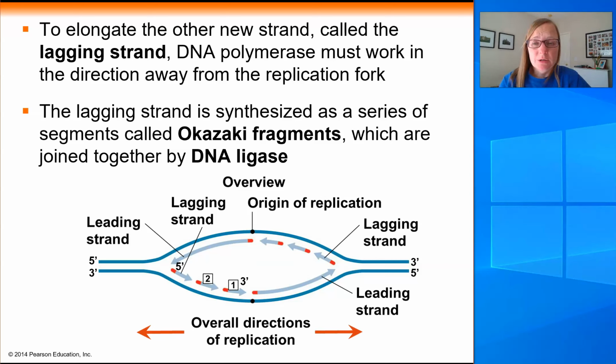Replication of the lagging strand is a little bit more complicated, right? Remember that the lagging strand cannot be built as one long piece because the DNA polymerase does not know how to run backwards. So instead, it's constructed as these individual chunks that need to be stitched together. The individual fragments are called Okazaki fragments. They're titled after the scientist who discovered them.